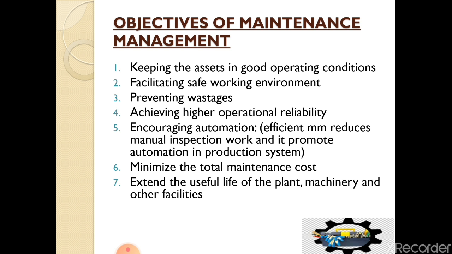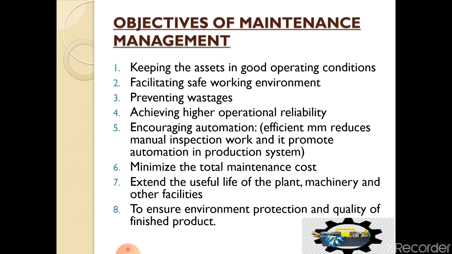The next is to extend the useful life of the plant, machinery, and other facilities by regular inspection. Because we use machinery on a regular basis, it is subjected to deterioration due to use and exposure to environmental conditions over a period of time. So if you maintain plant machineries well, you can extend the usage of the asset. The last one is to make sure of environmental protection and the quality of finished goods.